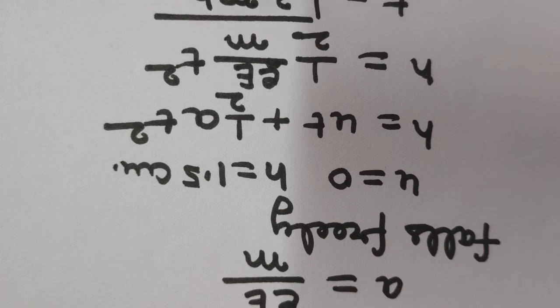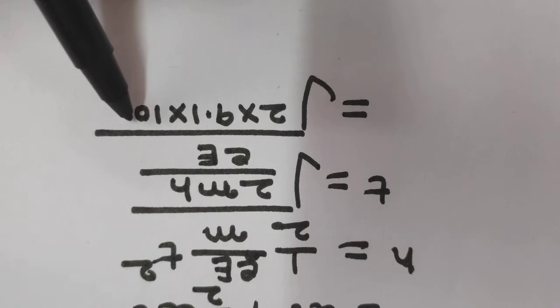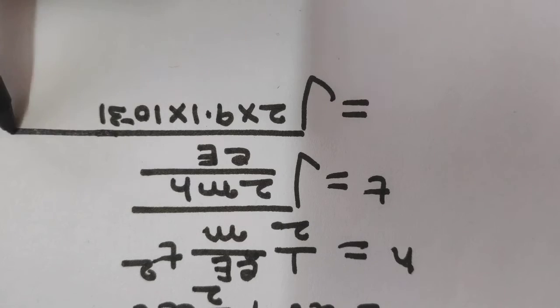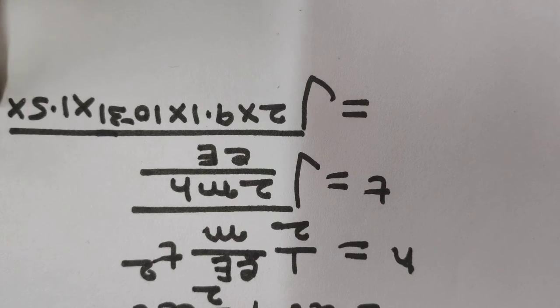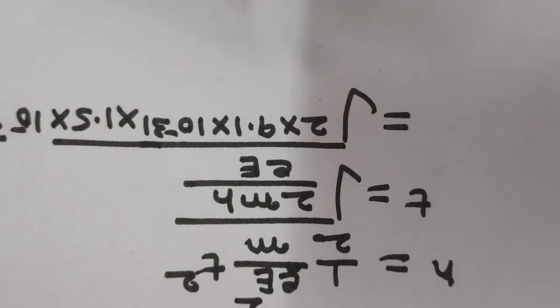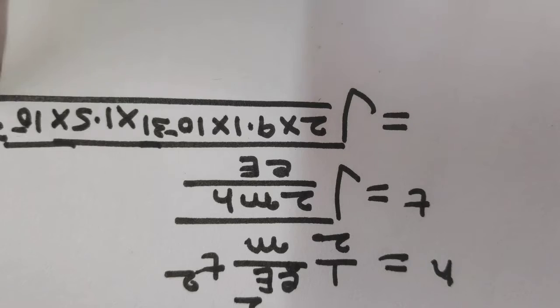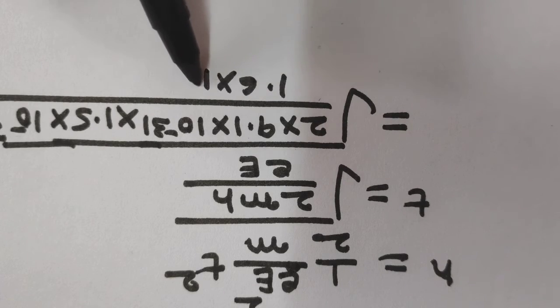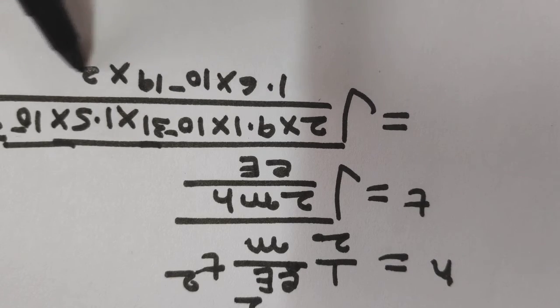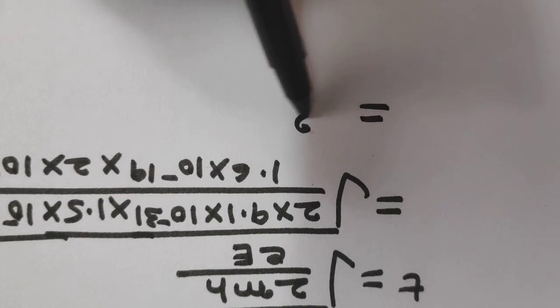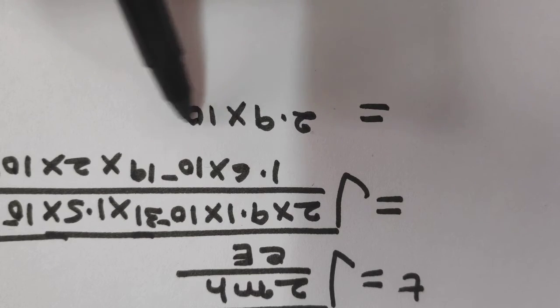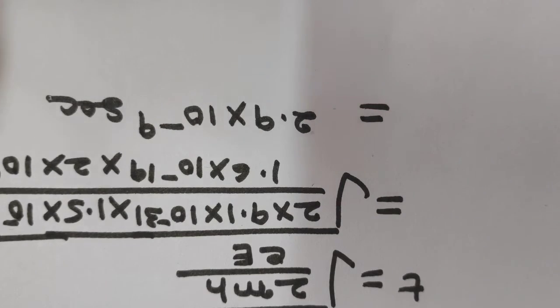Place the values: under root 2 into mass of electron 9.1 into 10 raised to power minus 31 into h, 1.5 into 10 raised to power minus 2, upon 1.6 into 10 raised to power minus 19 into 2 into 10 raised to power 4. So we get 2.9 into 10 raised to power minus 9 second.